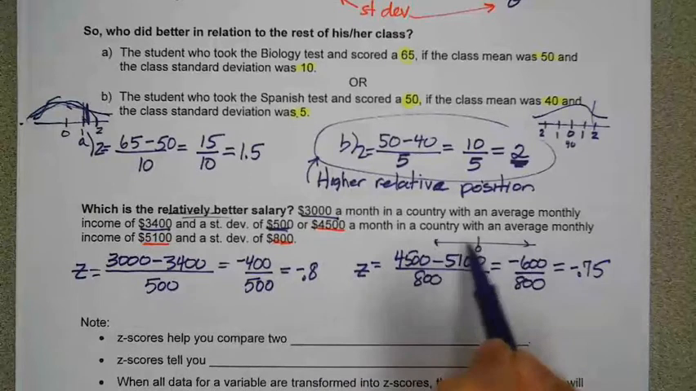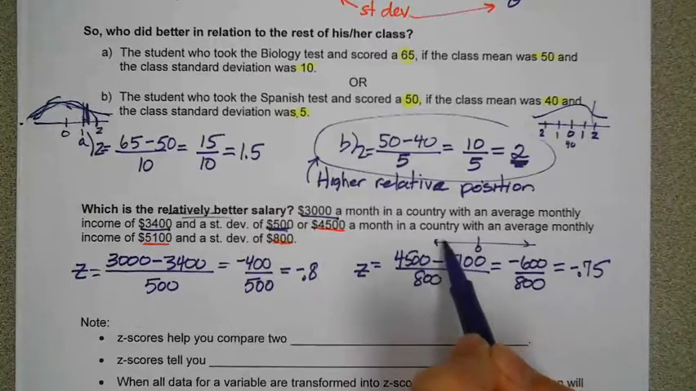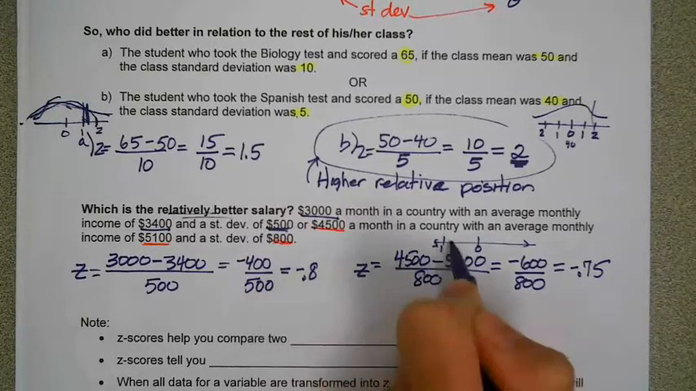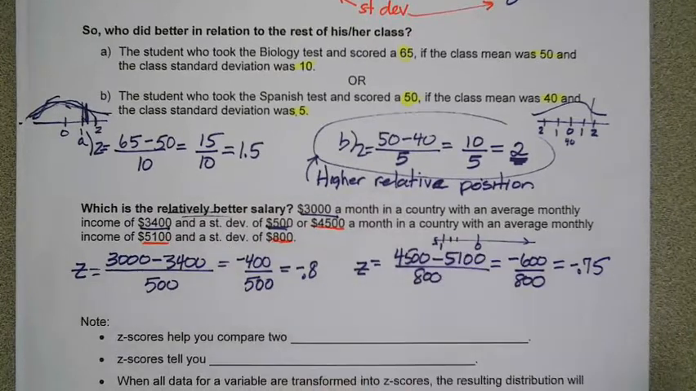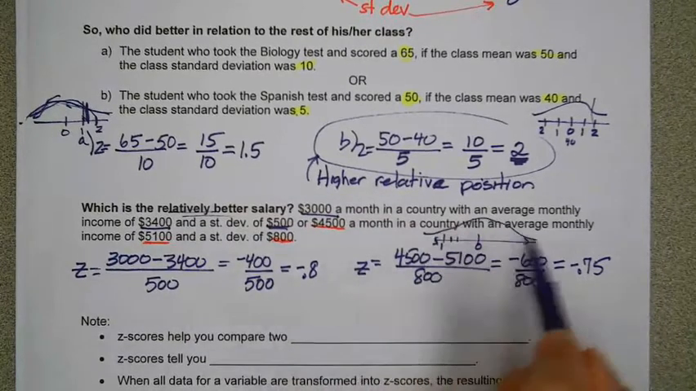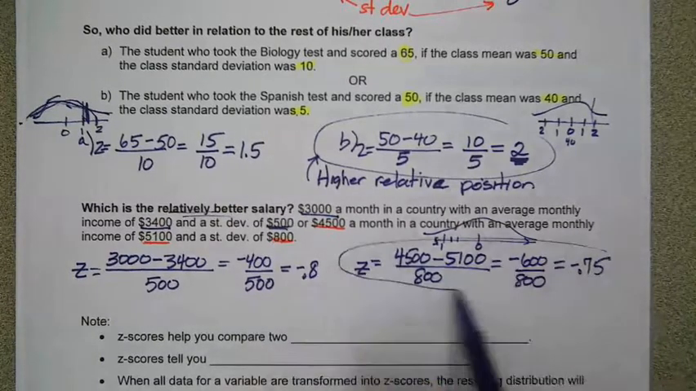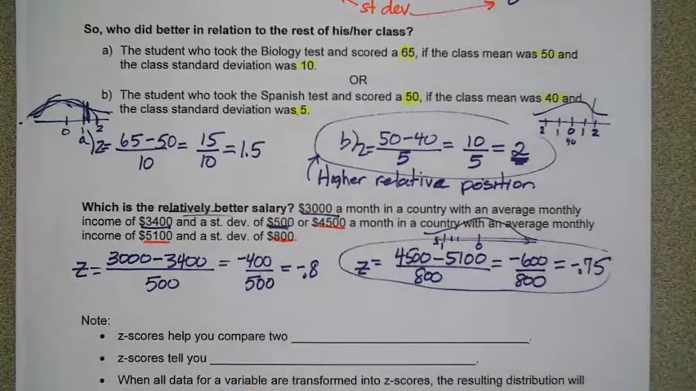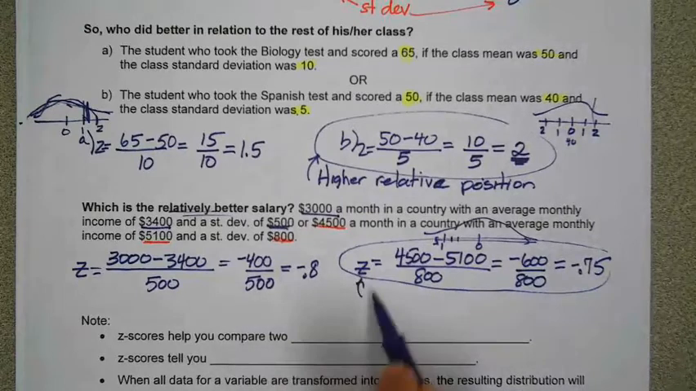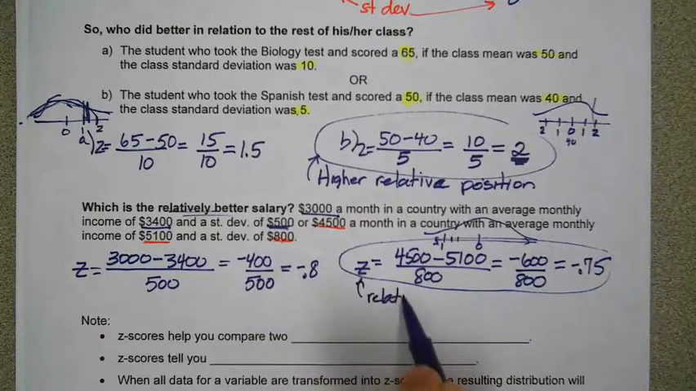You're further down, right? So there's 0. Here's negative 1. Negative 0.8 is down here. Negative 0.75 is there. So again, on that scale, I want to know where I am in reference to everybody else. The person doing slightly better is still below average. This is slightly higher, so relatively better. So that one is relatively better.